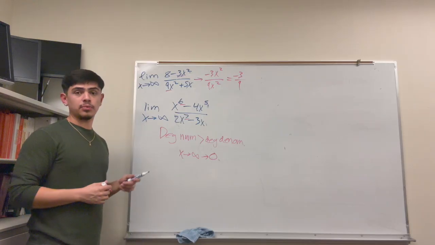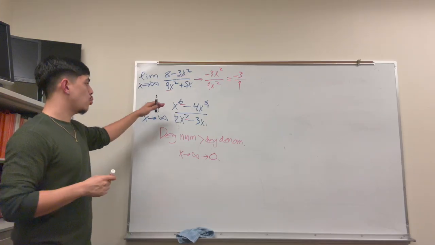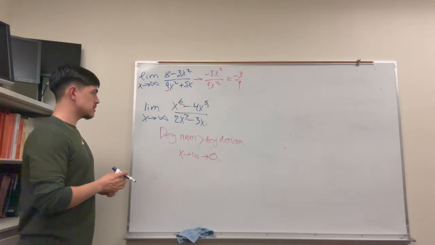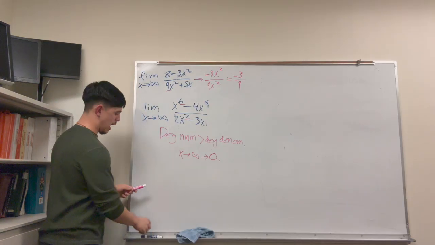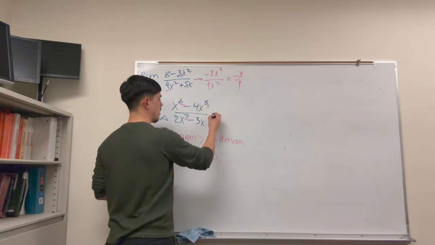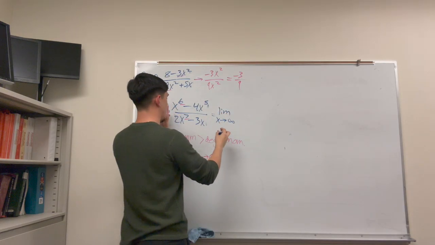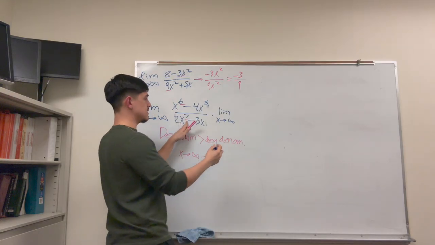It's kind of like the first example I showed you, or one of the examples I showed you, where we divided everything by the highest power. That's exactly what's going to happen here. So if we divide everything by the highest power, right? So if we have the limit as x goes to infinity, dividing everything by the highest power, x to the 7th, right?